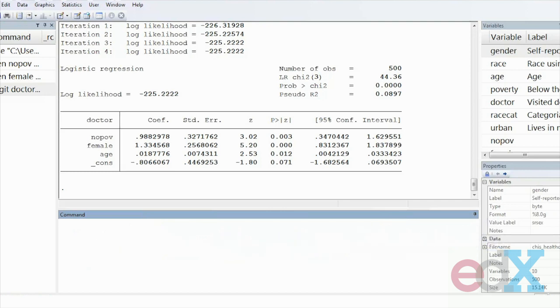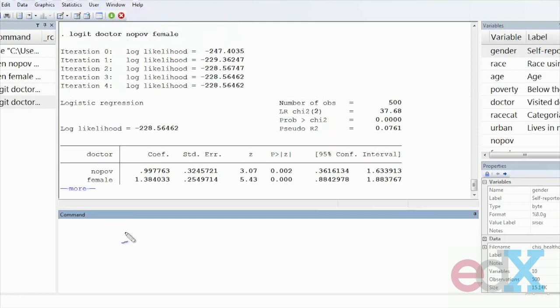Let's compare the model with only gender and poverty to the model with age, gender, and poverty to examine whether it appears that age is a confounder of the doctor-poverty relationship. In the model where we include age, the coefficient for poverty is equal to 0.99. When we remove age, we see that our log odds ratio is now equal to 1.0. So we've gone from 1.0 to 0.98, I believe. So there's very little change in the log odds ratio.